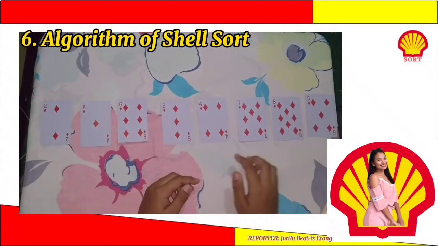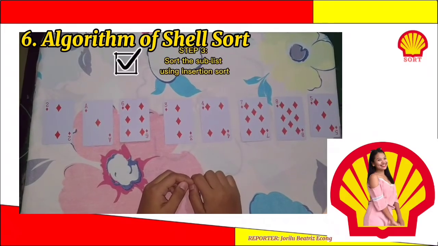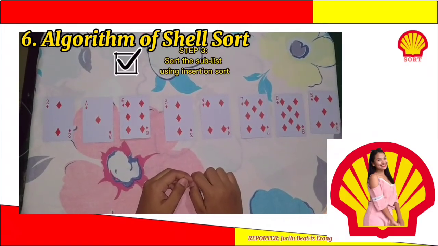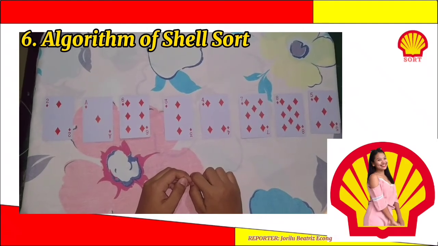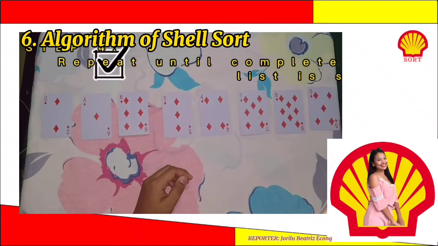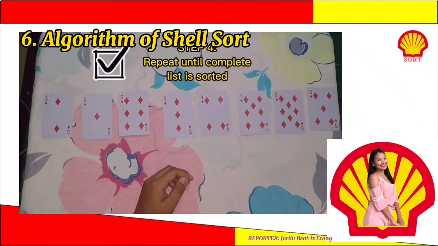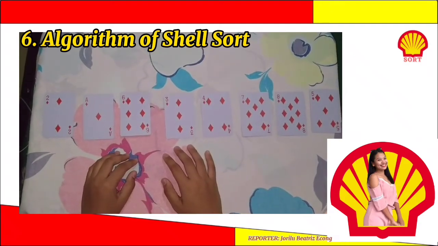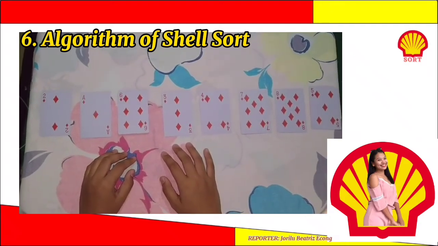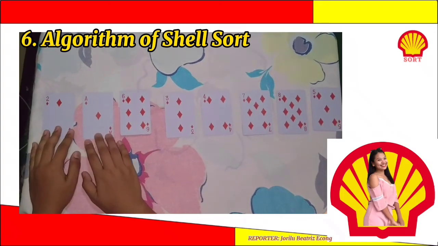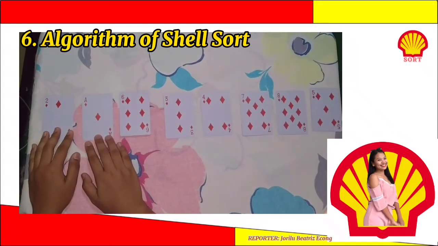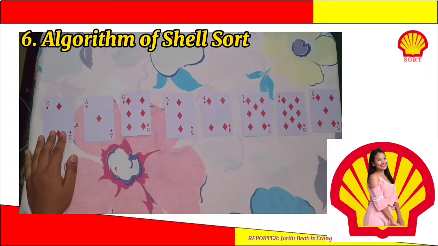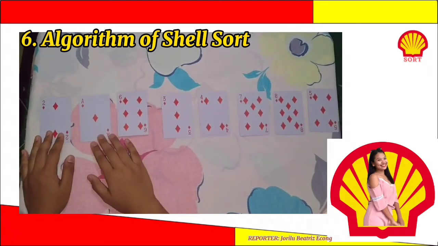So, nag-proceed na tayo sa step 3, which is the sublist using insertion sort. So, sa step 4 naman, is repeat until complete list is sorted. So, dito naman, kahit hindi ka na mag-interval, kahit yung katabi na lang yung pagsaswapin mo. Para makuha natin yung ascending order ng ating hinahanap.